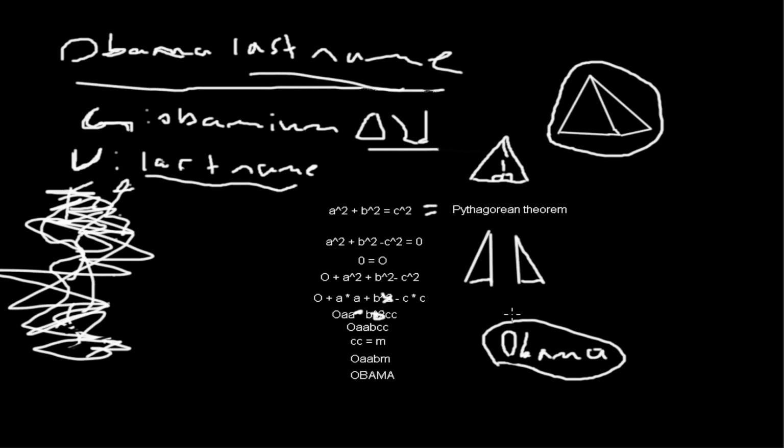So according to the laws of congruency, anything that is the same size and shape can be merged together. So these two C's can be merged into a figure, such as this, readable to the human eye as M. So what you get is OAABM. And if you convert that into something readable to the human language of English, you get this.